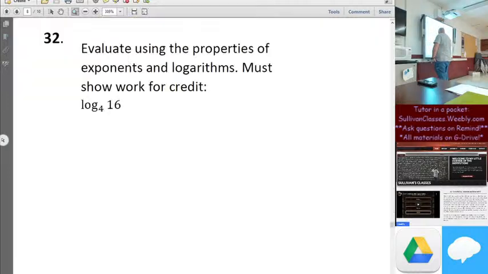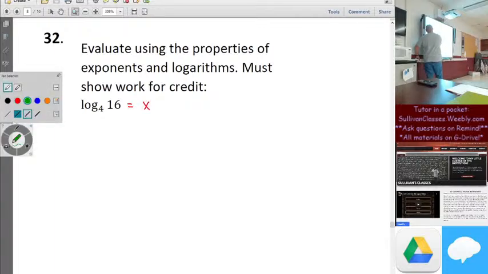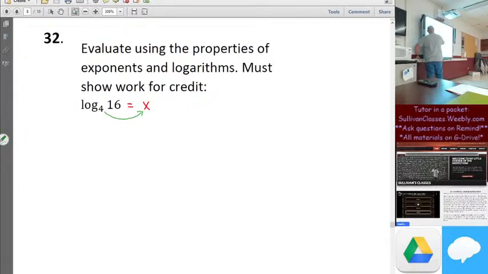One more down here. The properties of logs. And it does say show some work because otherwise it would have been awful easy to just dump it in the calculator if you had a log base button. Or maybe use the change of base formula. This is asking 4 to what power makes 16? I'm going to take it further and say 4 to the x power is 4 to the second power.